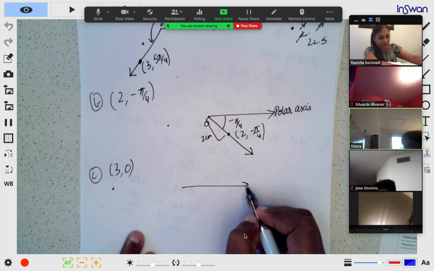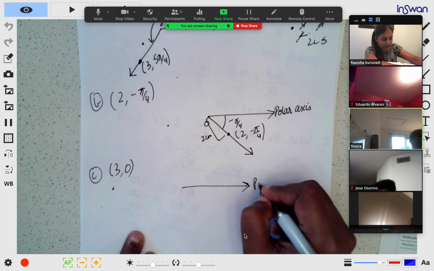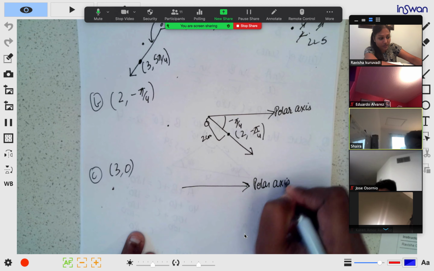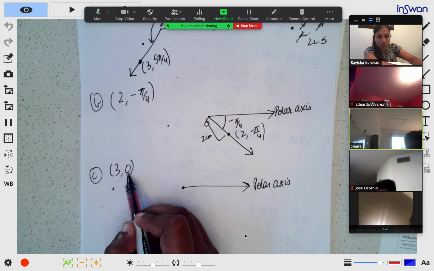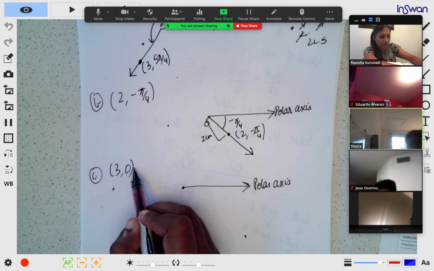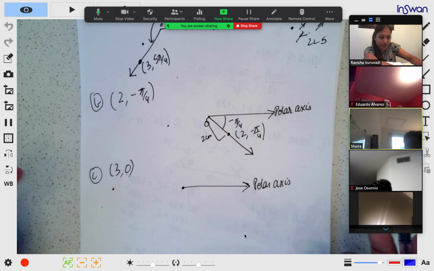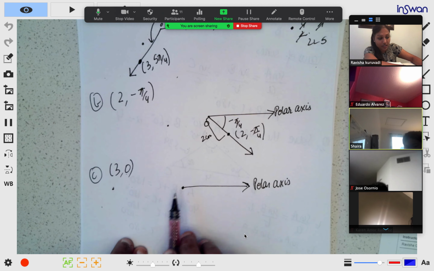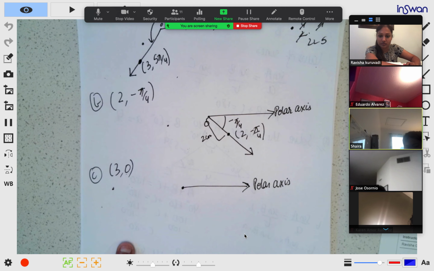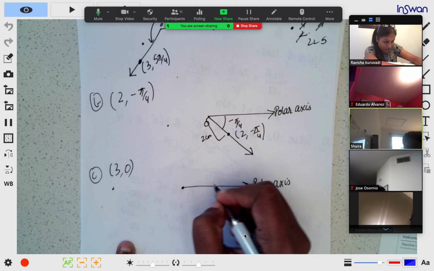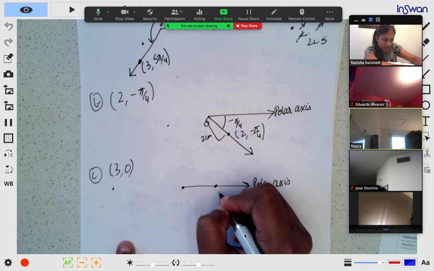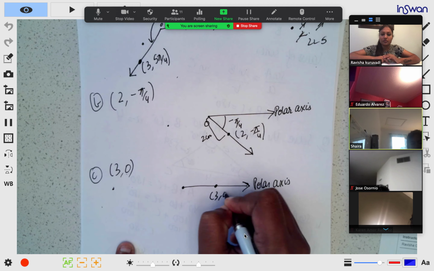So let's see here. First this is my polar axis, right? Then the second point gives me the angle 0. Where is 0? It's still straight. It means it's on this same line, right? I'm not moving anywhere. It's a 0 angle. Now 3, how do I draw this 3? Just go 3 centimeters on this line. So this is your 3, 0. Perfect.